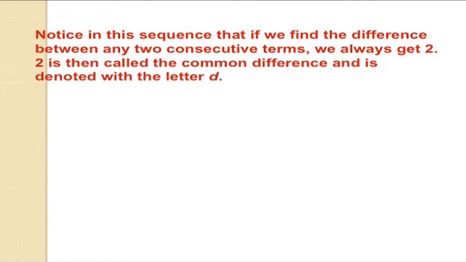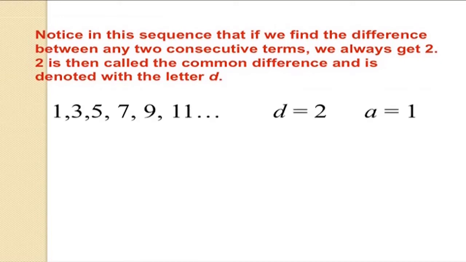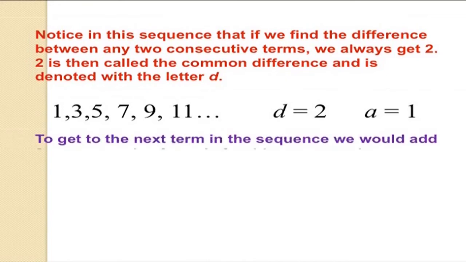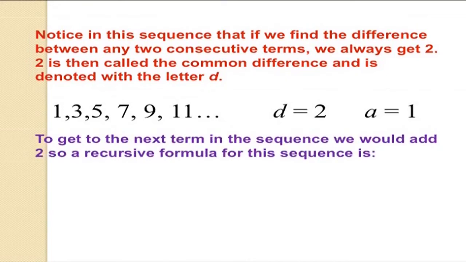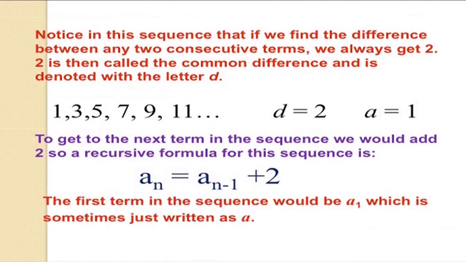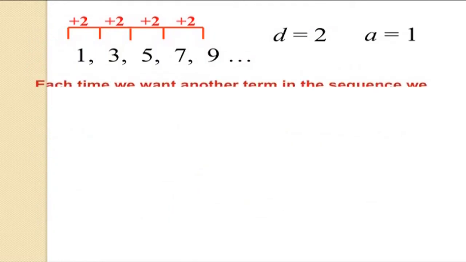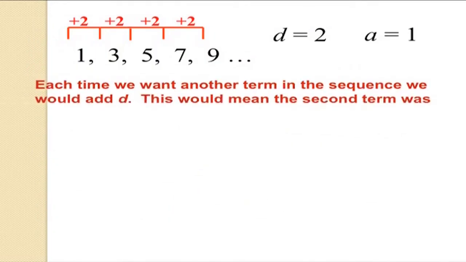As you can notice in the sequence, if we find the difference between any two consecutive terms, we always get 2. 2 is then called the common difference and is denoted with the letter d. So in the sequence 1, 3, 5, 7, 9, the common difference is 2 and the first term is 1. So to get the next term in the sequence, we would add 2. So a recursive formula for this sequence is a_n = a_(n-1) + 2.